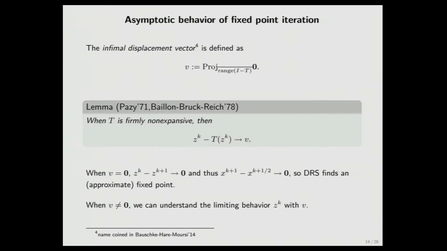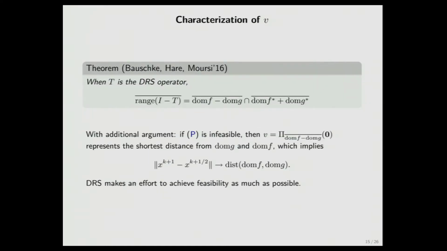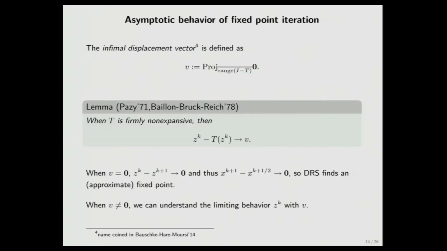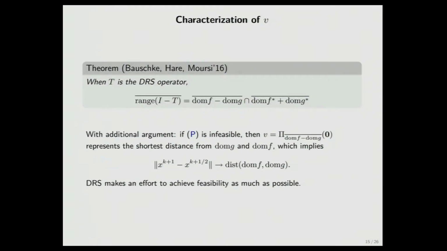Now, if v is not equal to 0, then we need to understand what v means in the particular setting, like our setting, when you minimize the sum of two functions. So one very useful result is from this recent paper, where it says that this set you project the origin onto can actually be written as the difference between the primal domains, take the closure, intersect the domains of the dual functions, again with the closure. Now, with a very simple argument, you can get the following results out of that theorem.